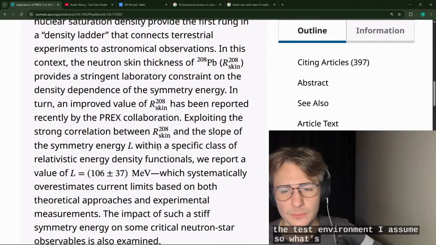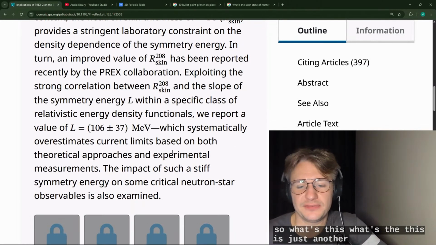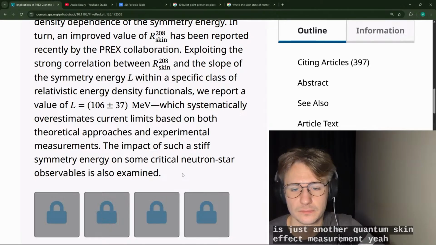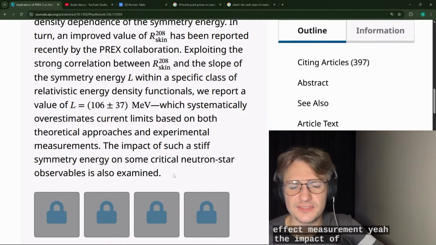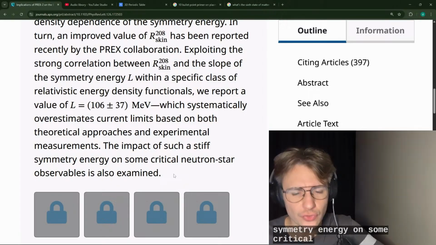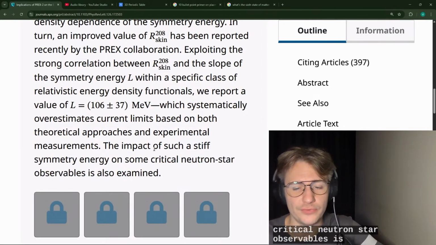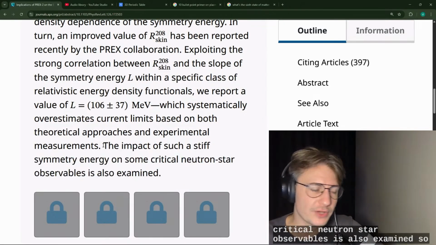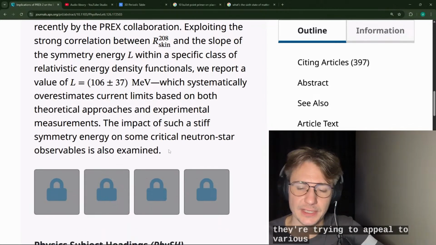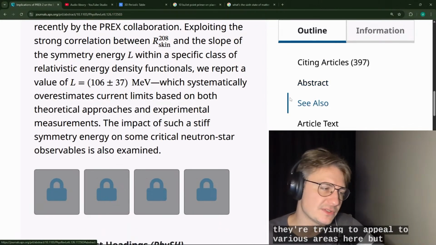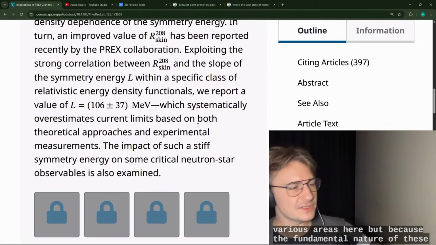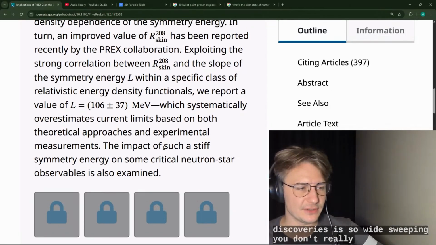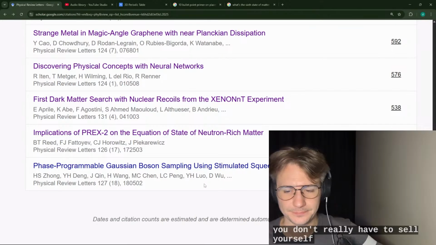So what's this? This is just another quantum skin effect measurement. The impact of such a stiff symmetry energy on some critical neutron star observables is also examined. So they're trying to appeal to various areas here, but because the fundamental nature of these discoveries is so wide-sweeping, you don't really have to sell yourself. Okay, what else do we have?